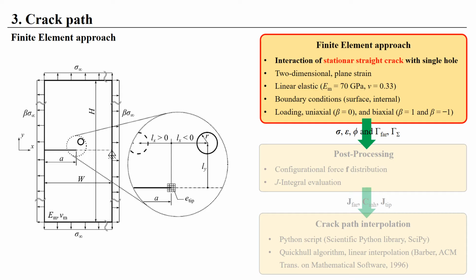The crack length is kept fixed, while the position of the hole is varied relative to the crack tip in horizontal and vertical direction. The investigation includes surface cracks, as seen in the model, and internal cracks, where the symmetry boundary condition is applied on the left boundary of the model. Three loading conditions were investigated: uniaxial loading, beta being 0, biaxial tensile loading, beta being 1, and biaxial tensile compression loading, with beta being -1.